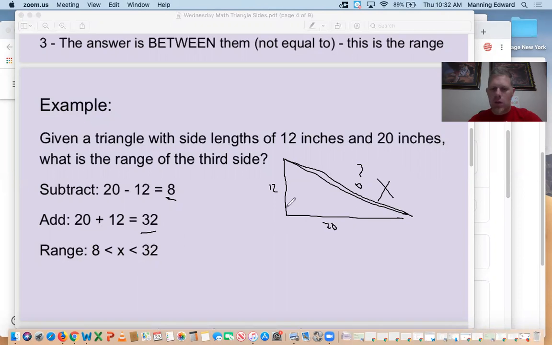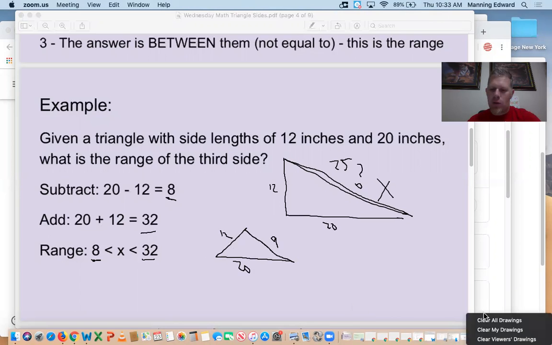Looking at this one, you might think, if this one is 20, that's got to be at least 25. Now 25 could be a possibility. But it's still possible that if we change the angles a little bit, with this being 12 and this being 20, this side could be 9. That makes it possible still. So it just means between 8 and 32 is our range. That's all we know about it. We don't know the exact answer.